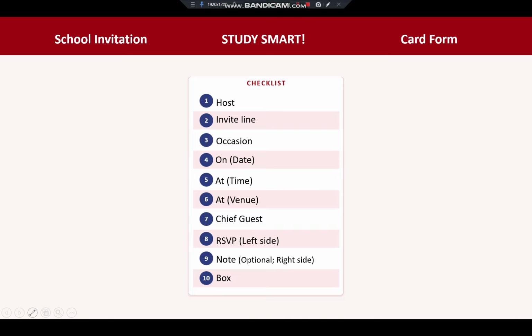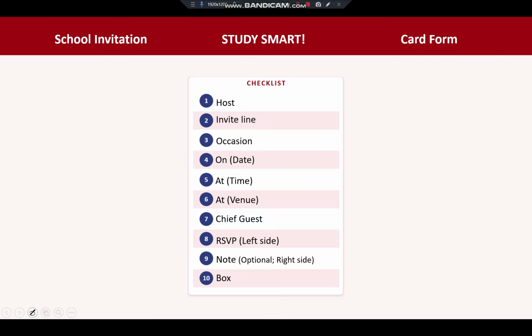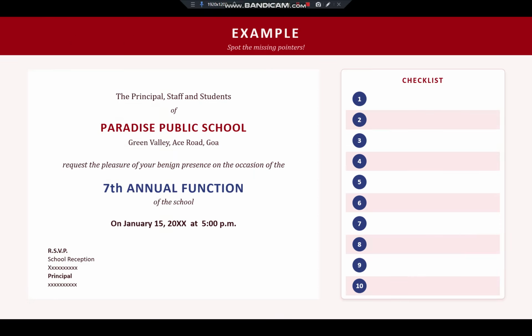Now I will show you how you can use this checklist through an example. Let's see one example. This is an example invitation card in which a few points are missing. We will count the points and see how we can utilize this checklist. On one side, we write the numbers 1 to 10. Now we will count here. Number 1 is the host. The host's name, the school's name, is there, so number 1 is there.